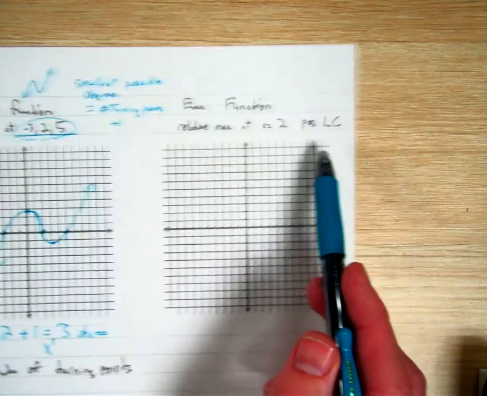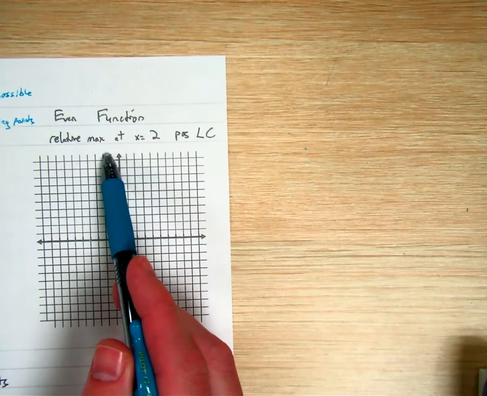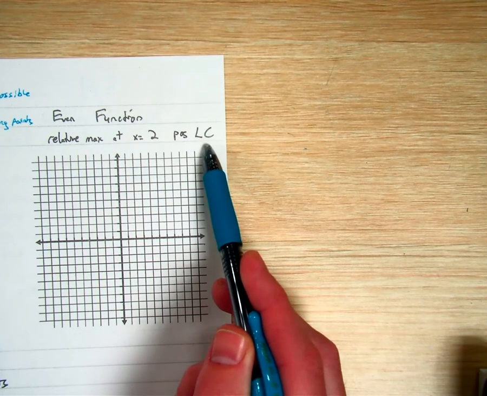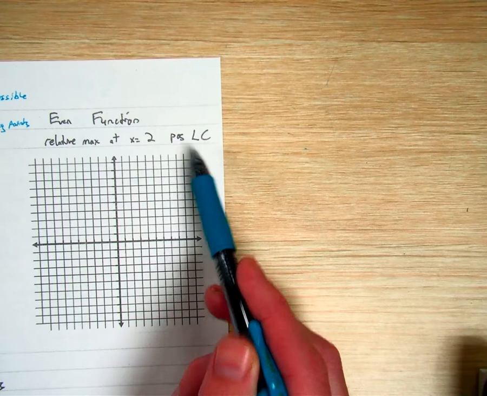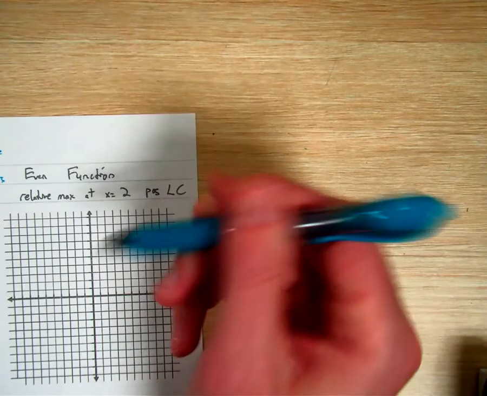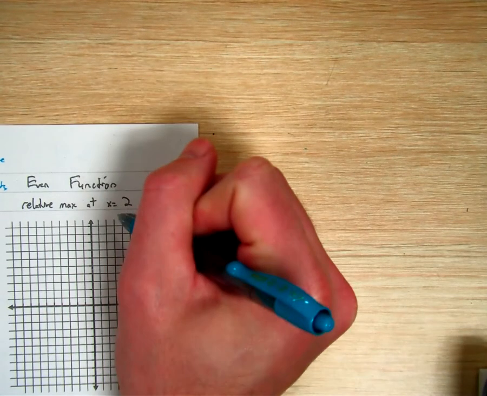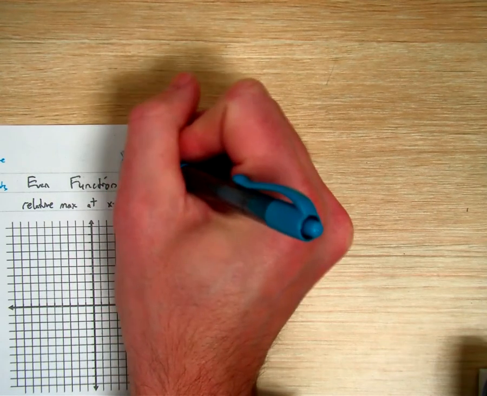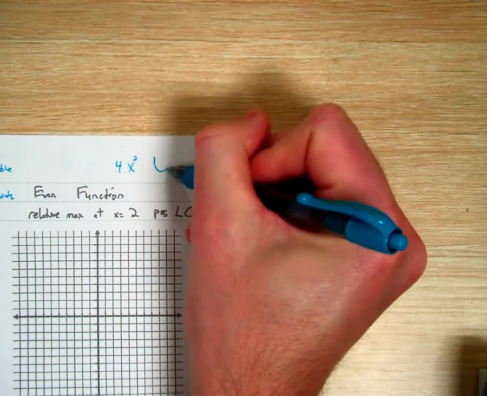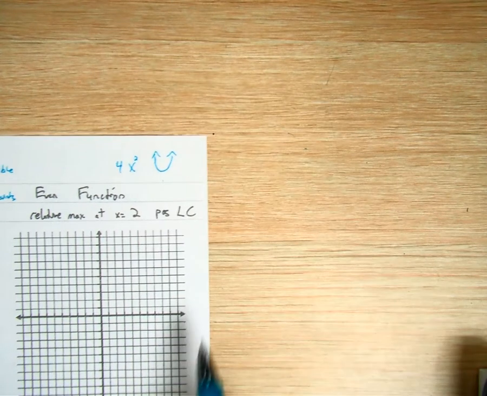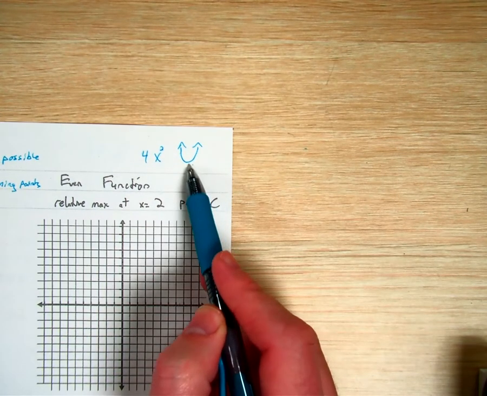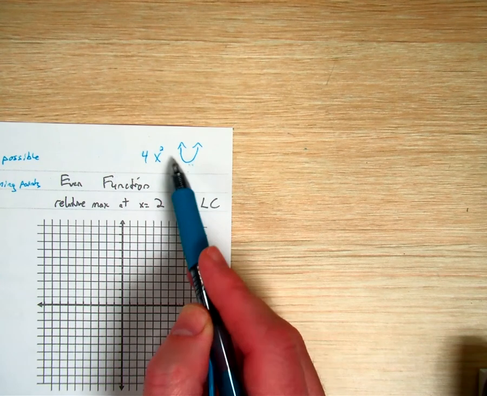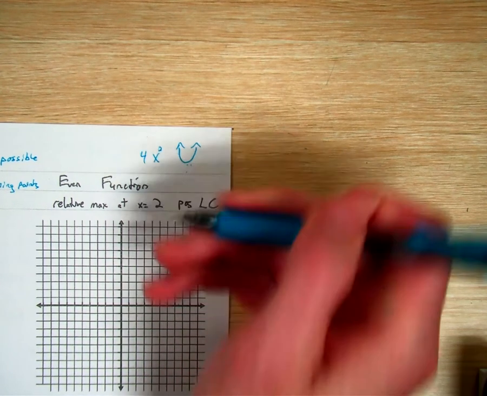An even function with a relative max at x equals 2 and a positive leading coefficient. Positive leading coefficient, alright? And it has a max. So if I was going to do x squared with a positive leading coefficient, that means it's going to be going like this, and I'm going to have a low point, a minimum. Alright, so how could I do that? I can't really do that with an x squared, so we're going to have to think bigger.